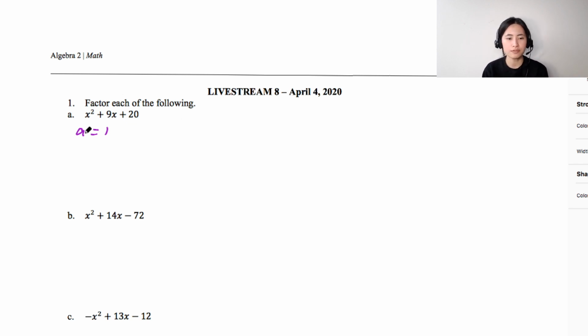So if a is equal to 1, all you have to do is think of two numbers, specifically, that multiply to 20. Two factors, two numbers that, when you multiply them together, give 20. So maybe I can think of 4 and 5.